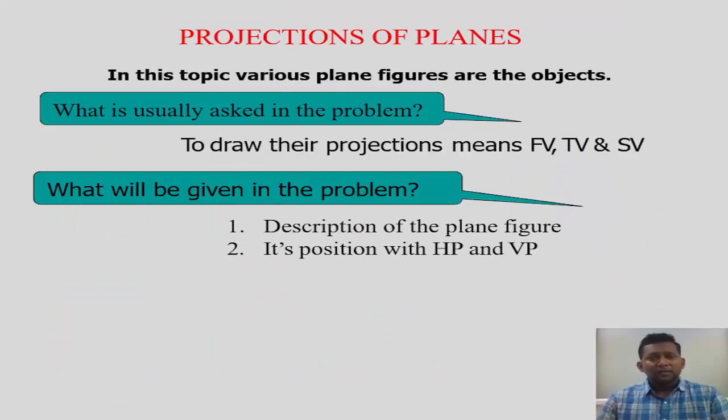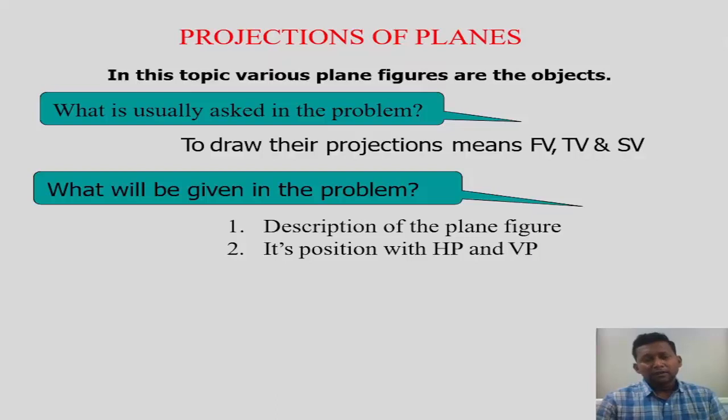In this topic, the problem is generally given as to draw the projections. Drawing the projections means we are supposed to draw the front view, top view, and in some problems they may specifically tell us to draw the side view also. Depending on the problem, it may be asked on a hexagon or on a pentagon. Different kinds of planes are there, and what will be given is its position with respect to the horizontal plane and vertical plane.